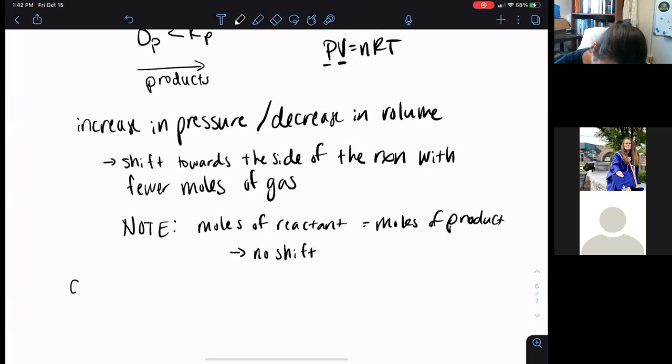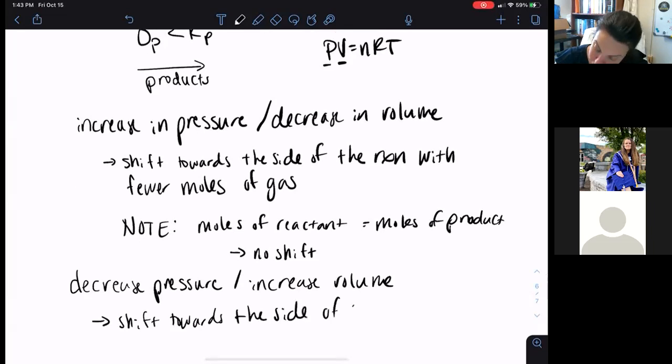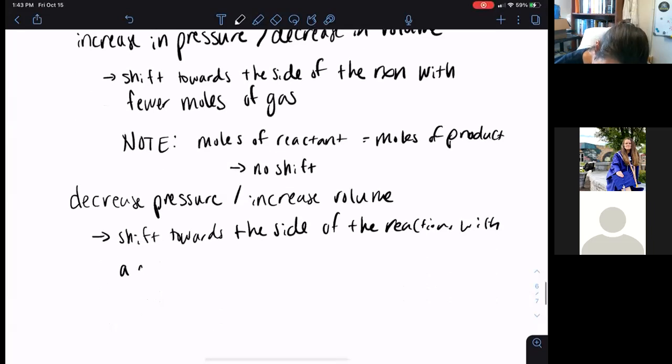Now, the inverse is true as well. So if you decrease pressure or increase volume, this will cause you to shift towards the side of the reaction with a greater amount of gas moles.